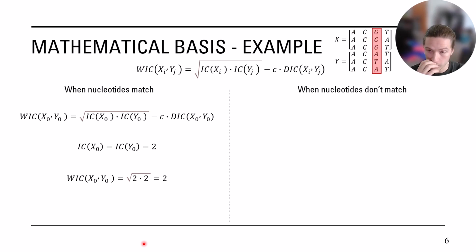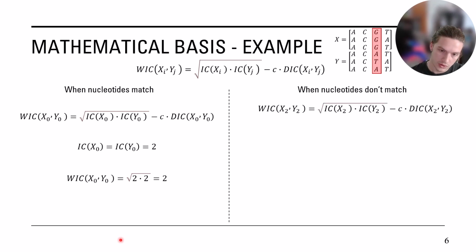So now we're going to move over to position 2, comparing X with the 3 Gs and then ATA and Y. Same deal, we're going to be plugging X2, Y2 into the weighted information content equation. Information content for X2 is going to be 2 because all of them match, and for Y2 the information content is going to end up being 1.08. This is what we saw in the last example.